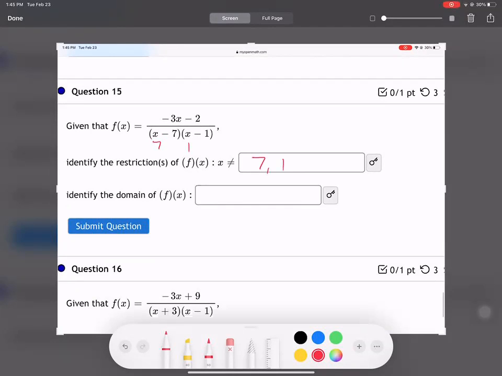The domain goes from, okay, I need a number line here. Here is 1. Here is 7. We go from negative infinity all the way to 1. Then from 1 to 7. And then from 7 to infinity. And they want you to write a union in between. So it's or. Right, so I'm going to write that there. Okay, and that's pretty much it.